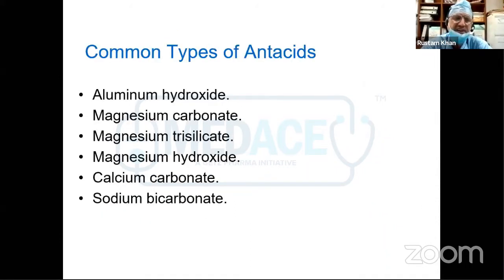These are different salts available in the market. Aluminum and magnesium salts are commonly used. If you use aluminum salt alone, it can cause constipation, and magnesium salt causes diarrhea. Some antacids are a combination of the two, where they can antagonize the side effects of constipation and diarrhea of each other.